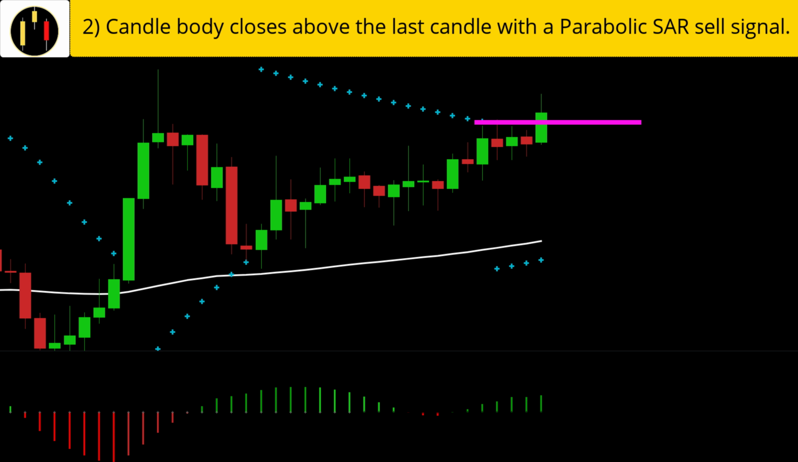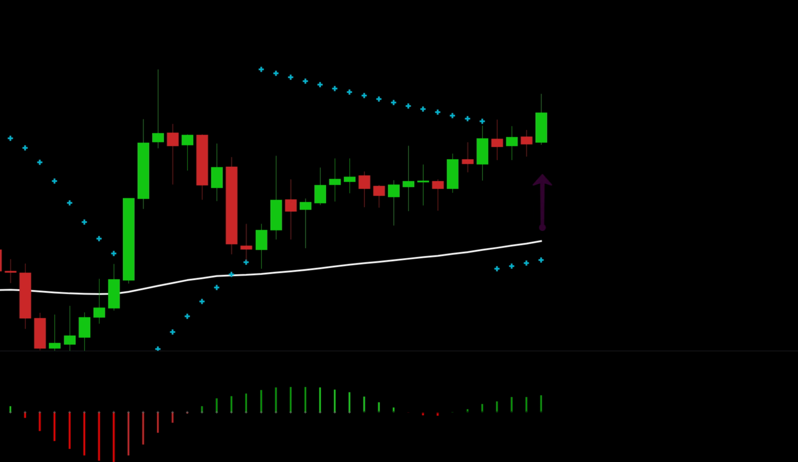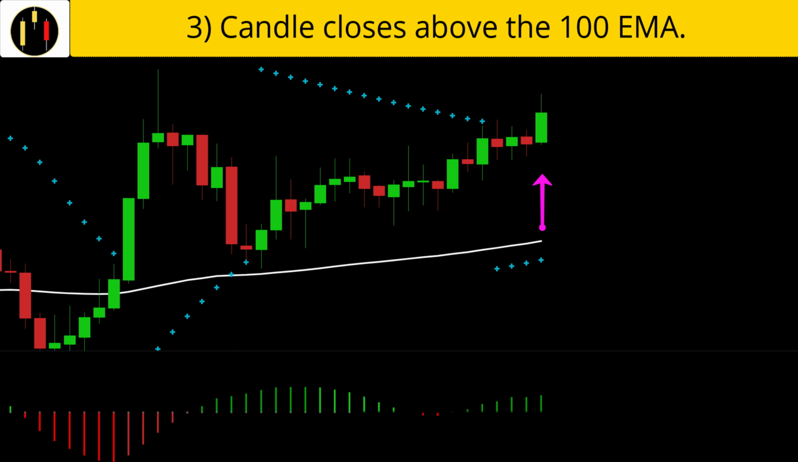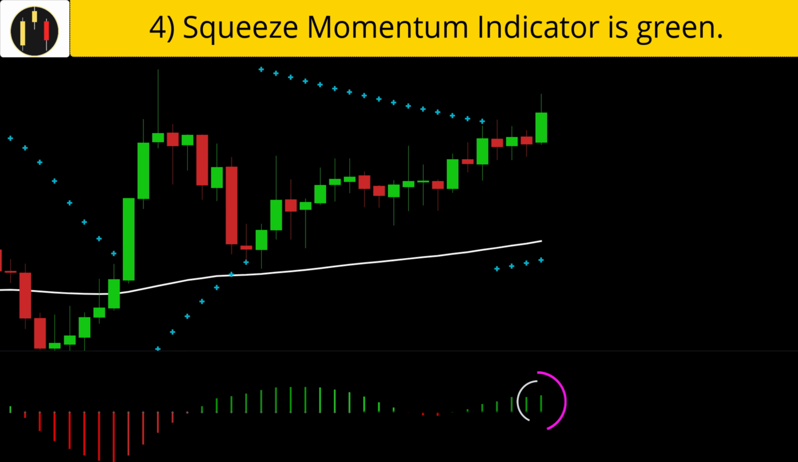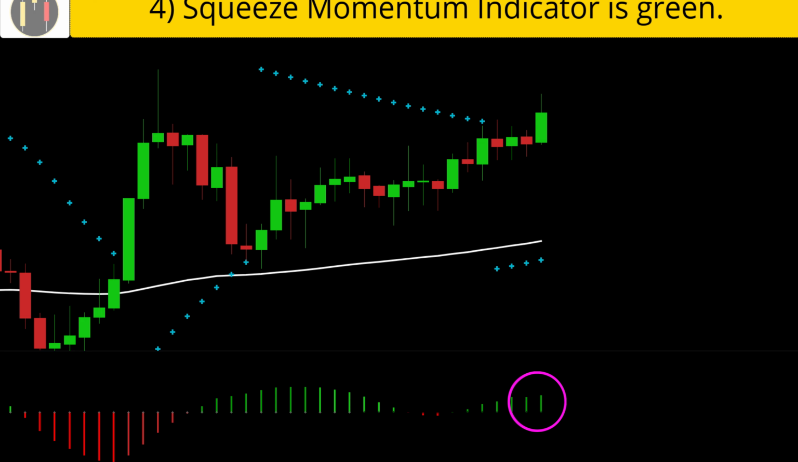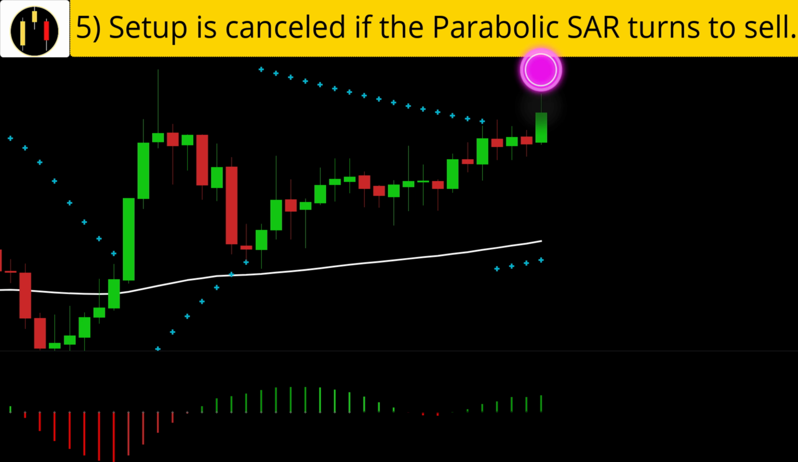Second, a candle body needs to close above the last candle that had a parabolic SAR sell signal. Third, price must be above the 100 exponential moving average in white. Fourth, the squeeze momentum indicator must show a green bar above the zero line. Finally, the setup is canceled if a bearish parabolic SAR is printed above the price.